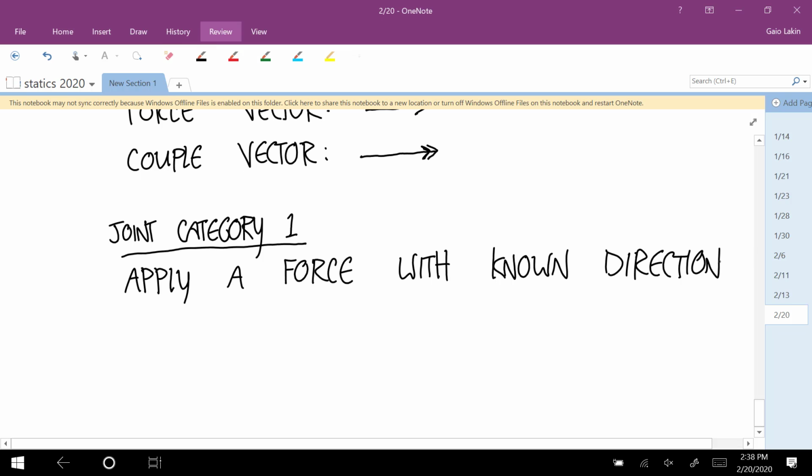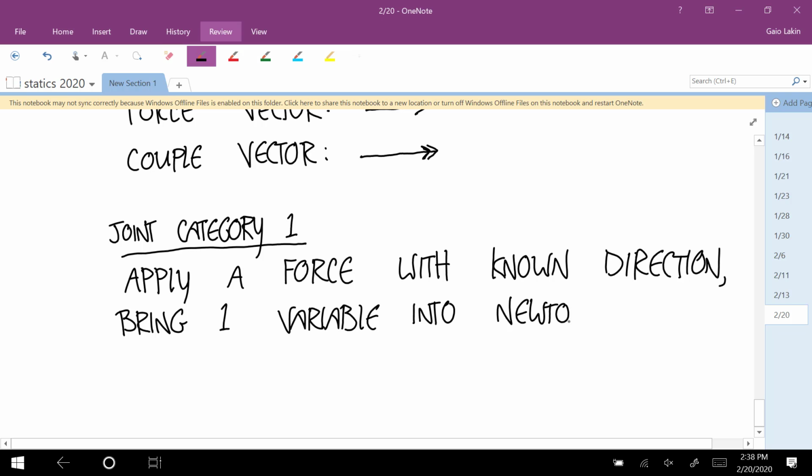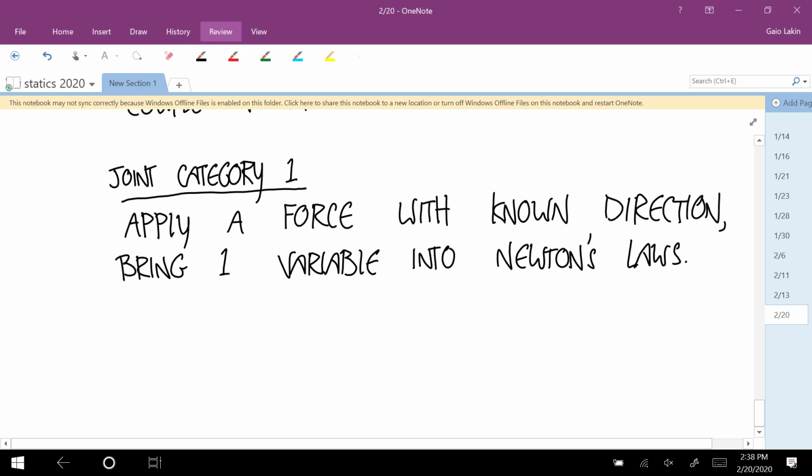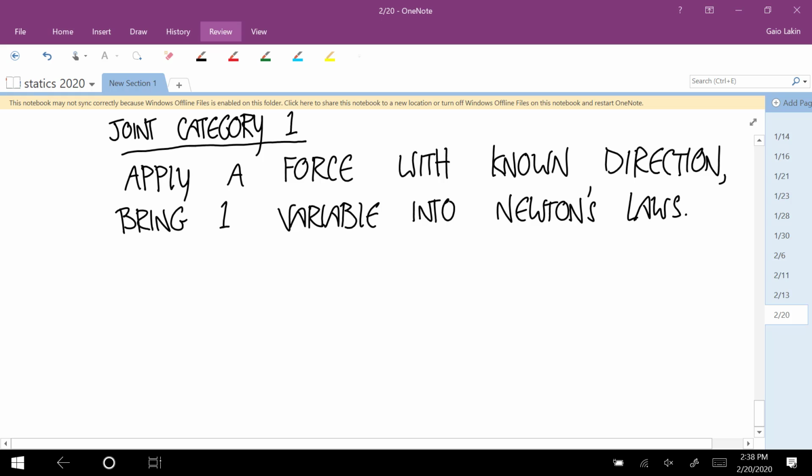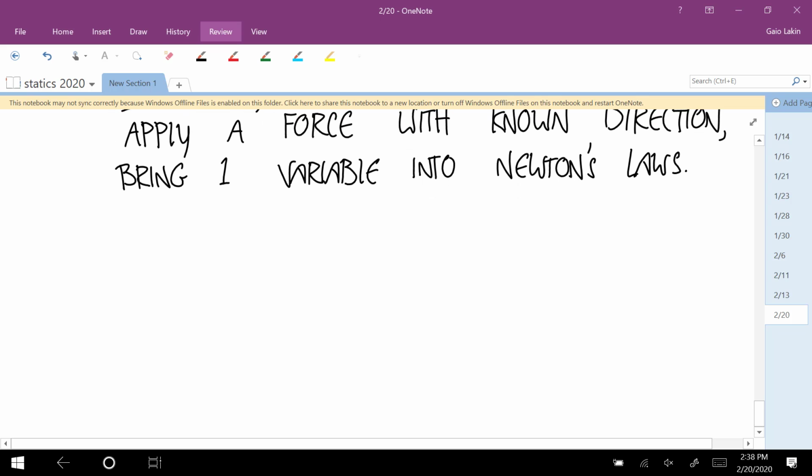So to apply a force with a known direction, it brings 1 variable into the equations, into Newton's laws. And there are 2 of these that do that. The first one is a frictionless contact.